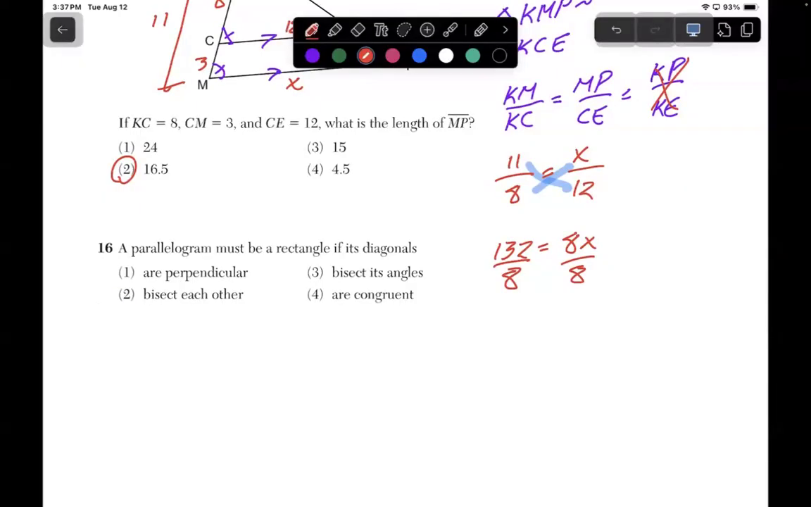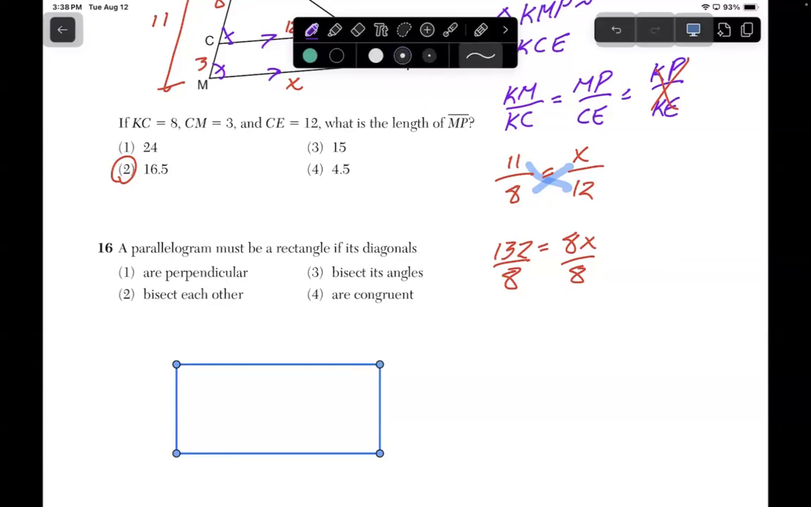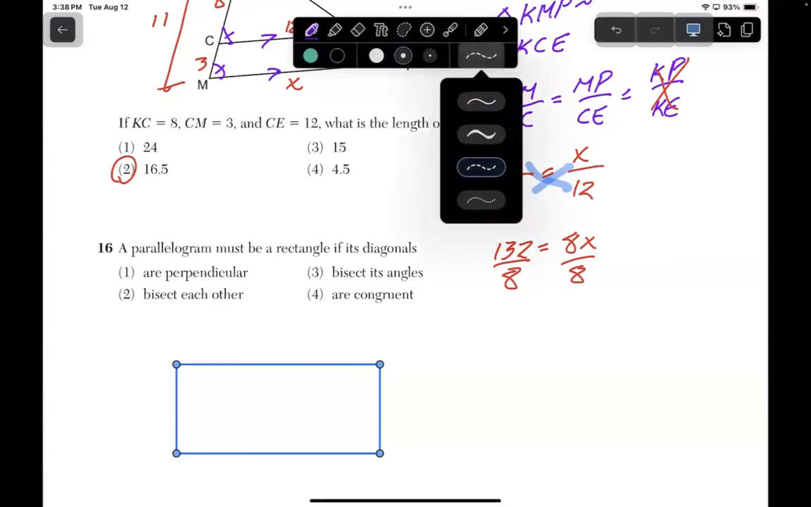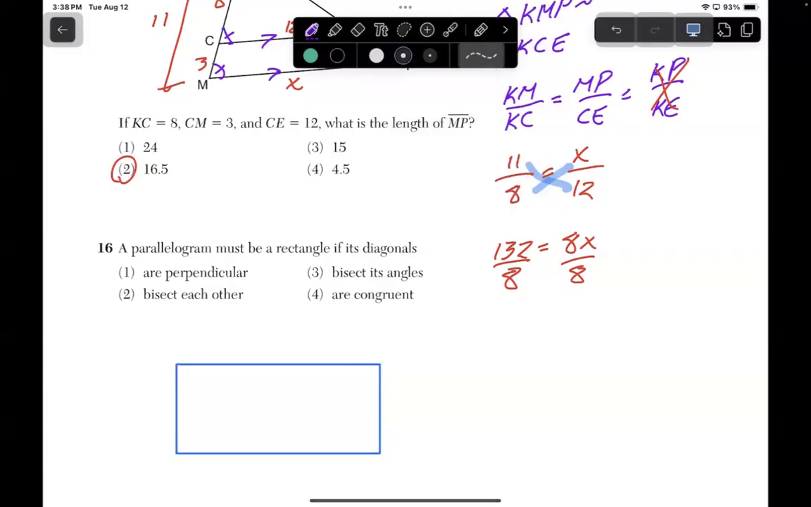If you see a question where it's asking you about a rectangle, go ahead and sketch the rectangle. So a parallelogram must be a rectangle if its diagonals are. Well, let's go ahead and sketch the rectangle first. And we're going to go ahead and sketch in the diagonals because it's asking me about the diagonals. So are they perpendicular to each other? Do they intersect and form a right angle? No. So it's not that.